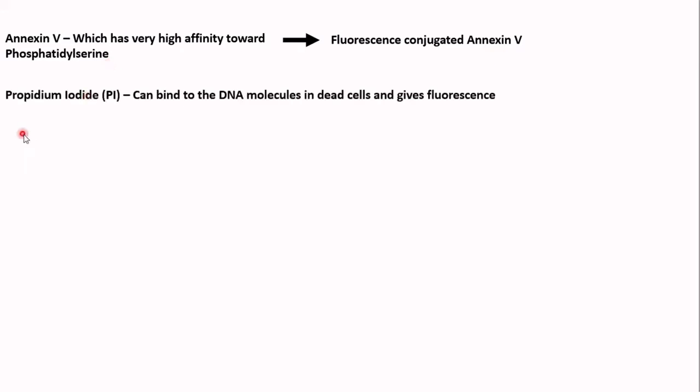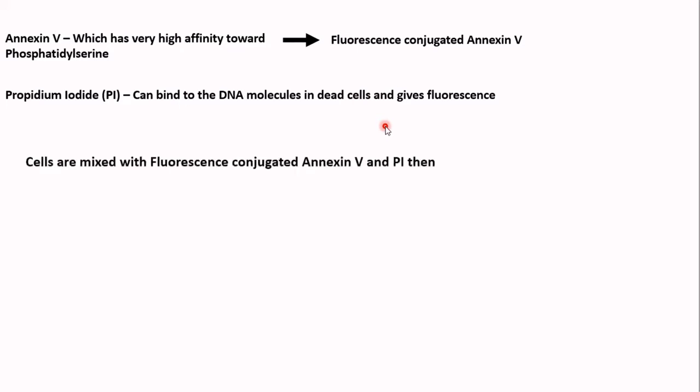Second, we can use a dye, propydium iodide, and propydium iodide is a DNA binding dye, but the special part is it can bind to the DNA in dead cells, and again it can give fluorescence. So in this technique we are using two fluorescent molecules. One is fluorescent conjugated annexine 5 and second is propydium iodide. Right, now I am again going to dissect the whole apoptotic pathway when we mix the cells with fluorescent conjugated annexine 5 and PI.